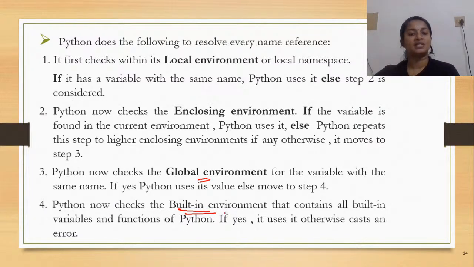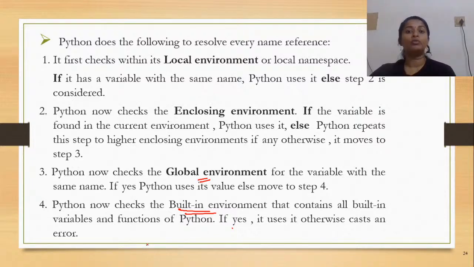So Python checks the built-in environment that would contain all built-in variables and functions of Python. If yes, it is used, okay? But imagine that it has failed in all the four environments. It's neither in local, nor in enclosing, nor in global, nor in built-in. So that means it is neither an identifier nor a keyword. Then do you think it is a proper name which could be used in your program? It was not used anywhere. What would it do? It would definitely cast an error, if it couldn't find it anywhere.